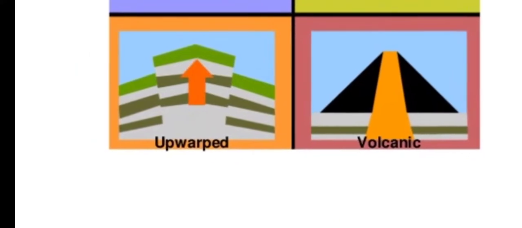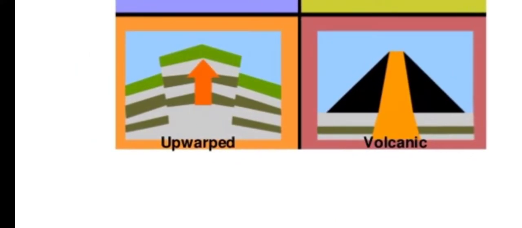Then come volcanic mountains. Magma rises up from the mantle to the crust of earth and forms volcanic mountains. Kilimanjaro and Mount Fuji are the best examples of volcanic mountains. Then upwarped mountains, in which the block or rock areas of the earth start to move upward. That's how these are called upwarped mountains.